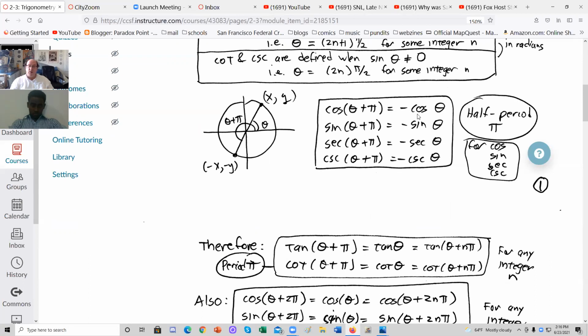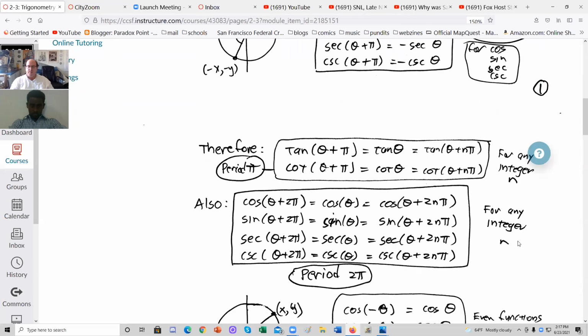Now, on the other hand, tangent is sine over cosine. And in that case, the negatives cancel. So tangent of theta plus pi is tan theta. And in fact, it's tangent of theta plus any integer times pi. Cotangent is the reciprocal, cosine over sine. Again, the negatives cancel. And so therefore, cotangent of theta plus pi is cotangent theta, or cotangent of theta plus any integer multiple of pi. So this is period pi. You add pi to the angle, tangent and cotangent return to their original values.